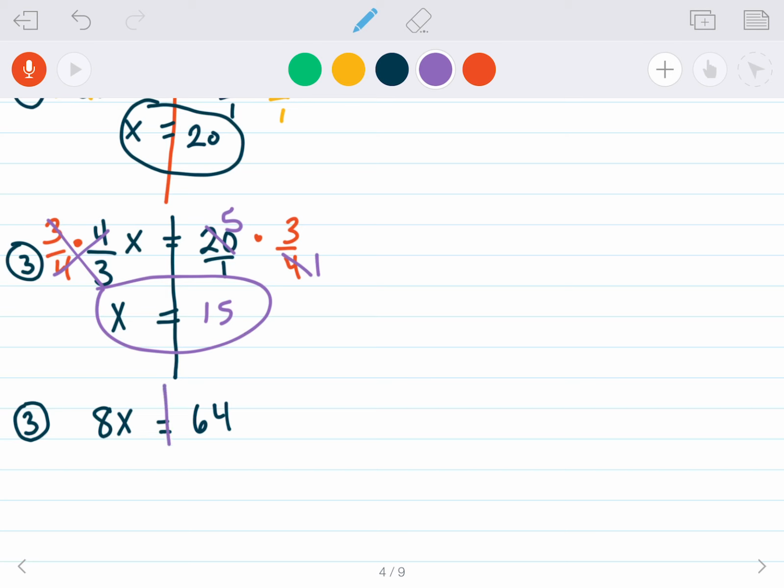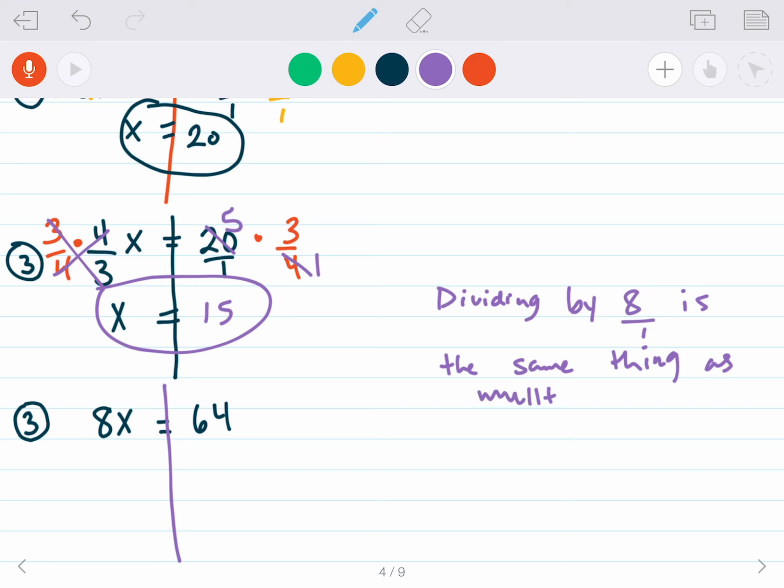Now look at this. You guys know how to solve this. I want to show you a different perspective in solving this, though, right? Because typically what you would do is you would say, okay, I'm going to divide both sides by 8 to get x by itself. And that's exactly correct. That's what you're doing. But what I want to show you is that dividing by 8 is the same thing as multiplying by 1/8. Same exact thing.